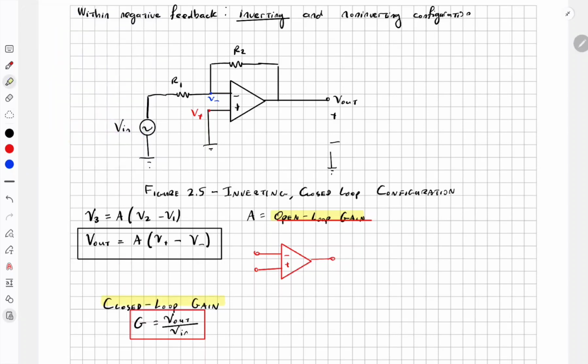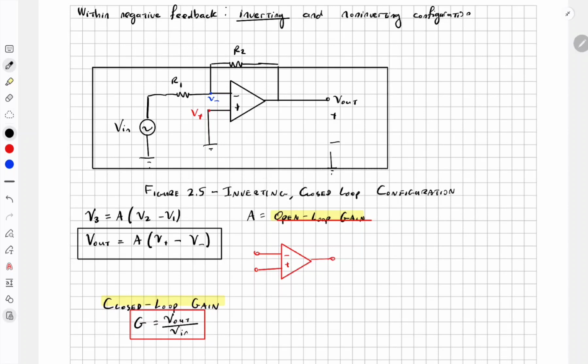Okay, so now there's two kinds of gains that we must talk about. Remember, there's an open loop gain A, which is just the triangle by itself. That's the gain of the triangle only. And then there's closed loop gain, which is the gain of the whole circuit. Whole circuit gain is called closed loop gain.